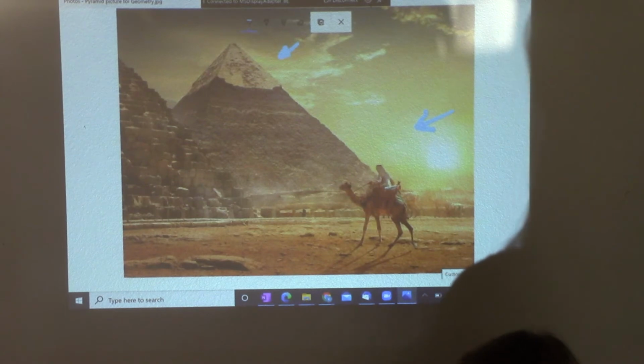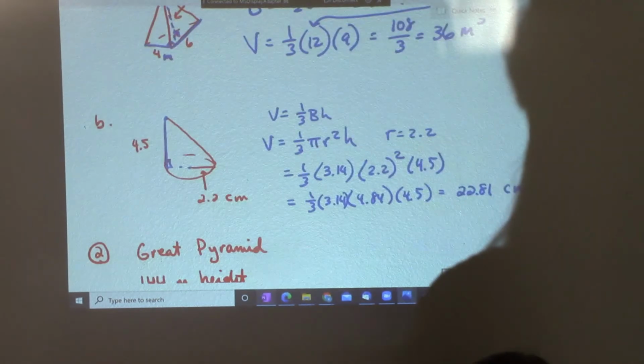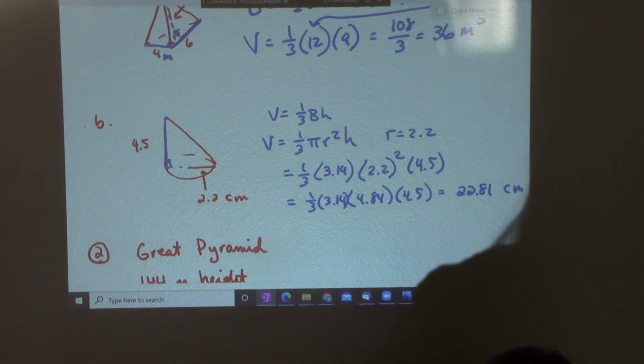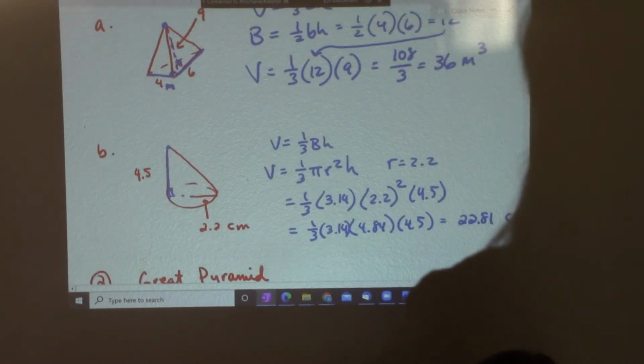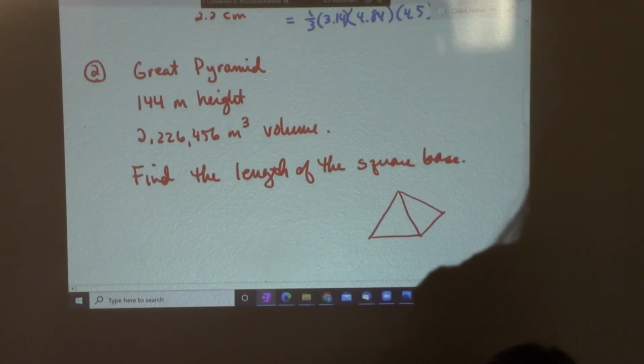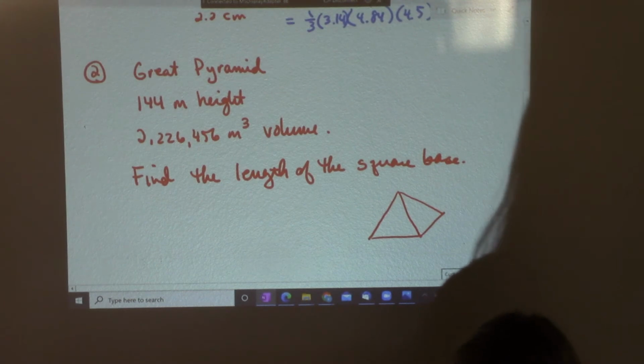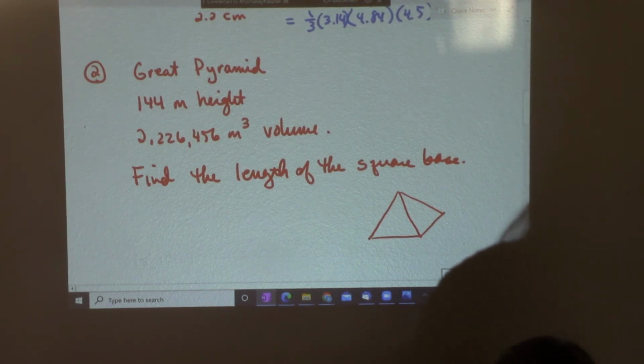Okay, so now we're going to go back to our notes. Here's the relevant information. I already wrote it down for you. If I can ever get this to move again. Okay, maybe we'll get it back now. Here we go. Okay, so the Great Pyramid was 144 meters high, and its volume at the time was right here. And we're going to find the length of the square base.